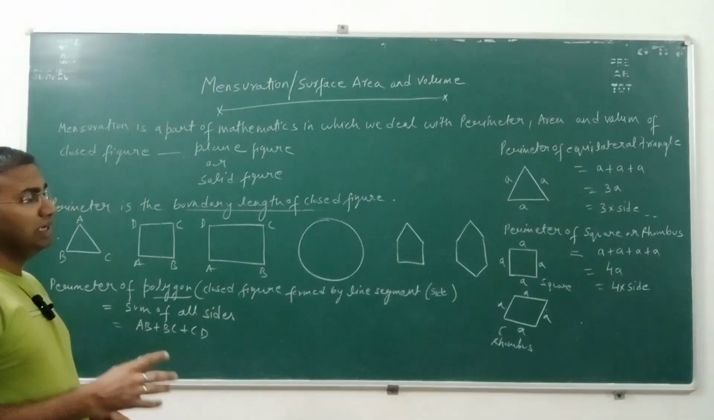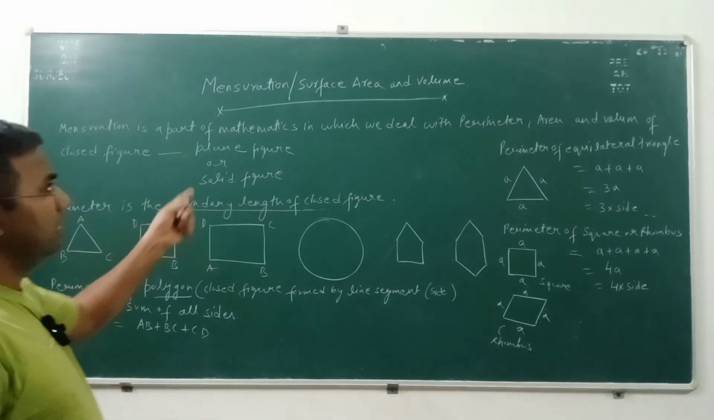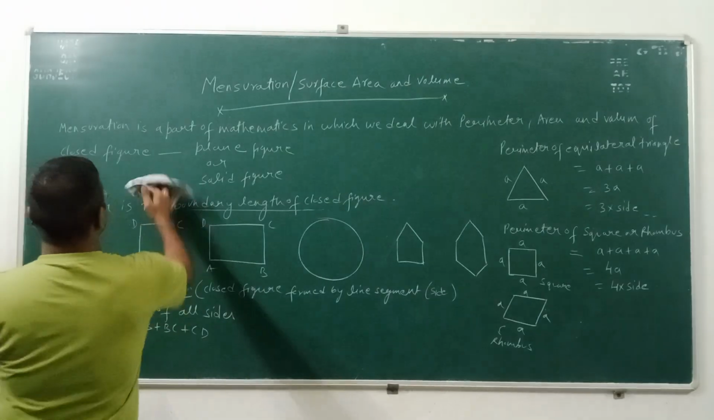Okay. Now we will learn the perimeter of a rectangle. So for writing the perimeter of a rectangle, I have to erase. I hope you have noted down.